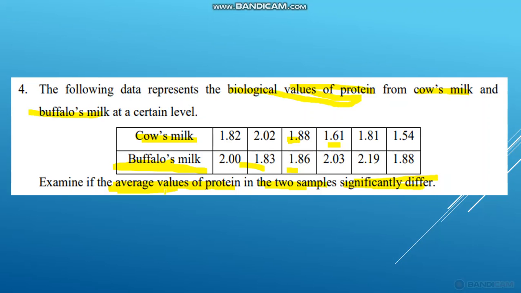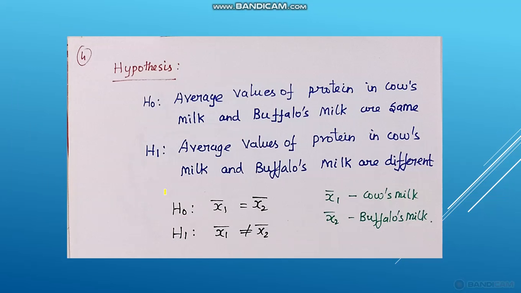So in this problem, the null hypothesis is that the average value of protein in cow's milk and buffalo milk are the same. And the alternate hypothesis is that the average value of protein in cow's milk and buffalo milk are different.